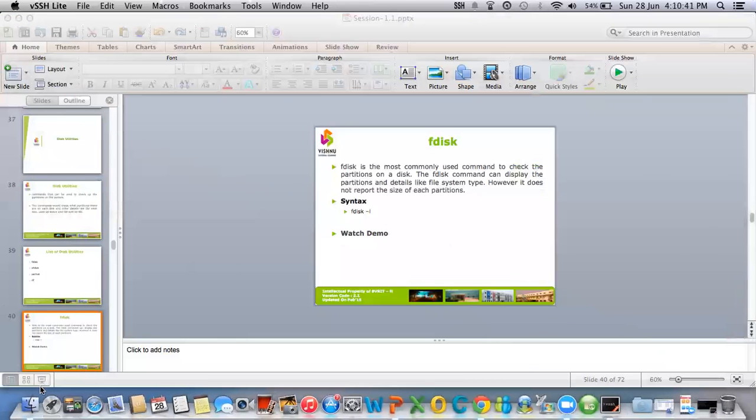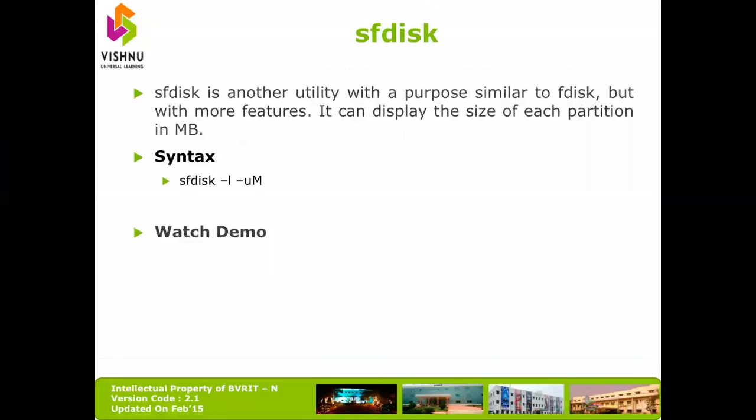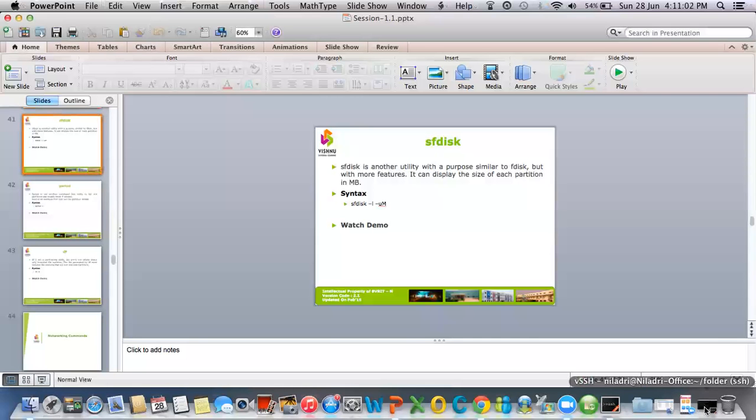And then we go forward and look at the second command, which is called sfdisk, and it is pretty much similar to fdisk, but with a little difference. It gives you a little more features. It can actually display the size of each partition, right? So let's see how you actually identify that. We're gonna use the command called sfdisk, with the option for size.